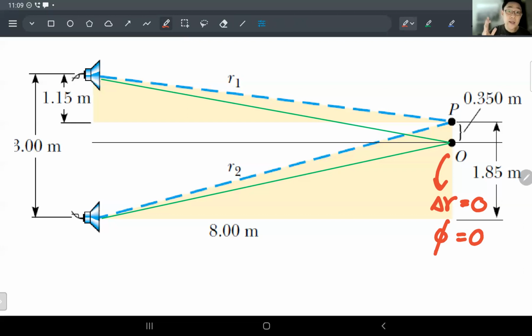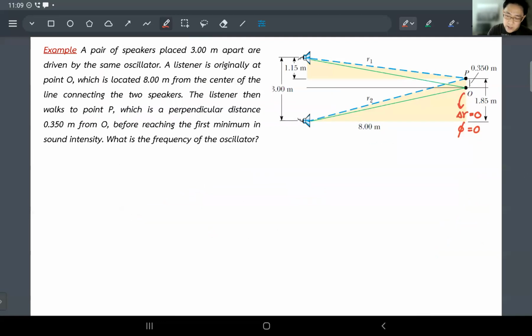But now when you move a little bit further away from it, you can see that the R1 is getting shorter than the R2. So this means the wave traveling along R1 will definitely have some phase difference from R2. That's what we want to figure out. So what we want to know is how much difference. We're just going to take the difference between the two, and it's going to be the absolute value of R1 minus R2. And because we know that R2 is always bigger than R1 for sure, you can just write it down as R2 minus R1.